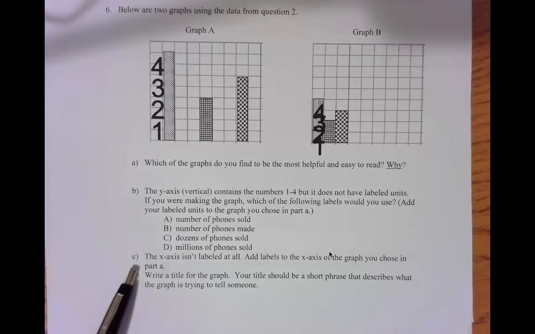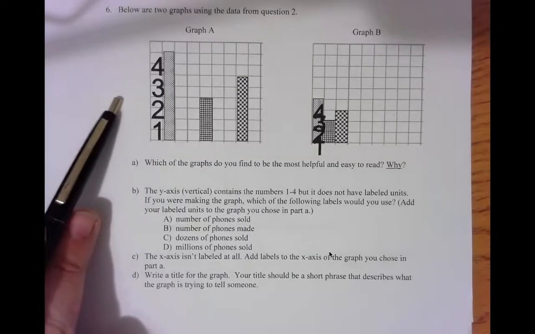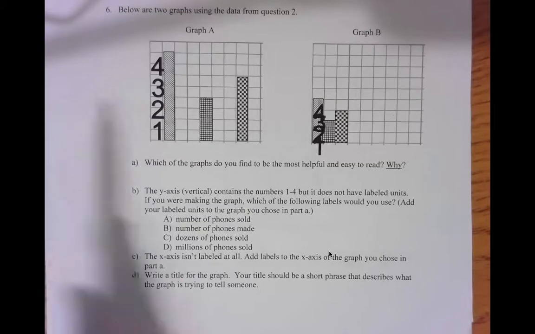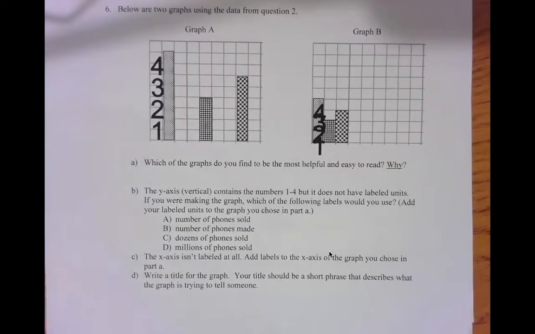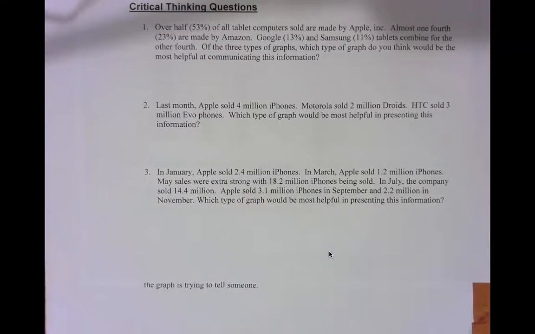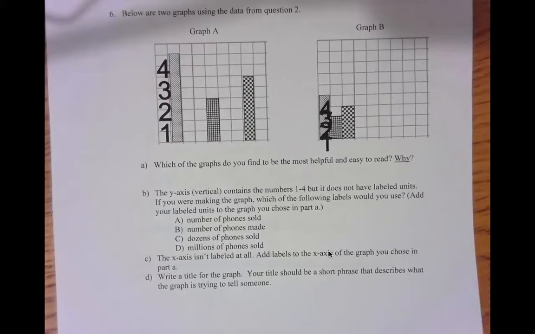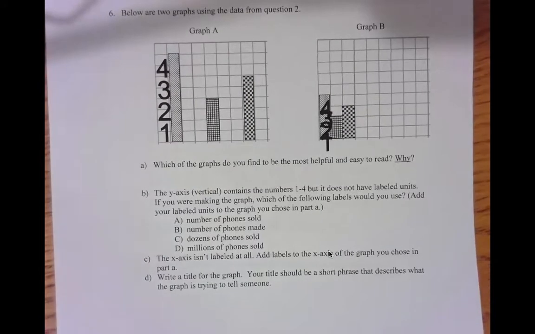Same for C. So this time in C, you have to come up with your own name. So on the y-axis, we already have something about the number of phones sold. What is the other piece of information that we need to know from question 2? The other groups. And then lastly, you need to come up with a title for the graph. Your title should be a short phrase that describes what the graph is saying.